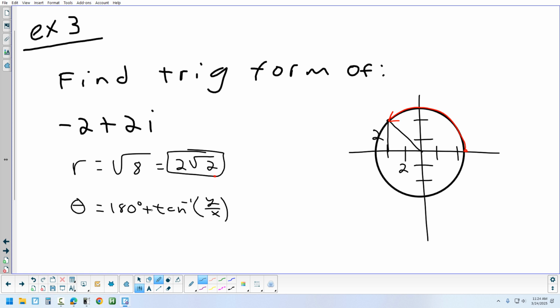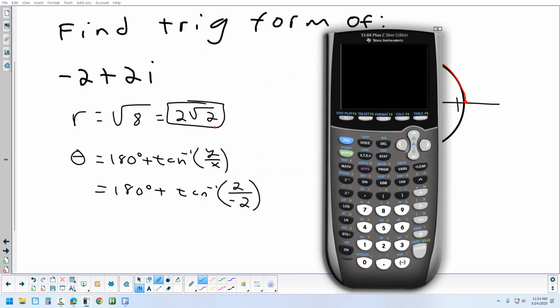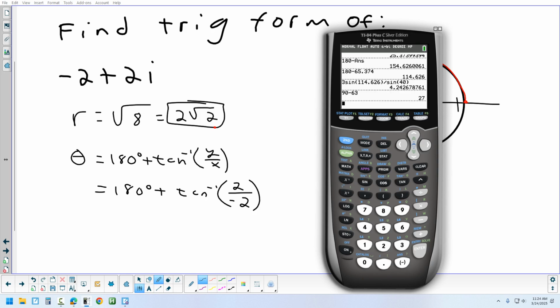Okay. All right. Now let's fill that in. What's y in this case? 2. And what's x? Negative 2. So it's 180 plus the inverse tangent of negative 1, and that gives you 135. So that's your answer.